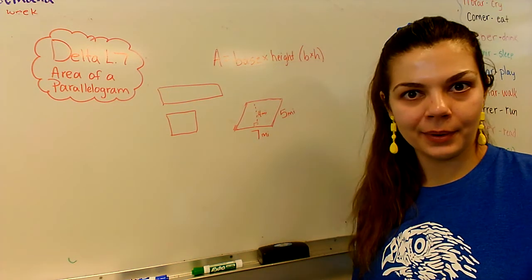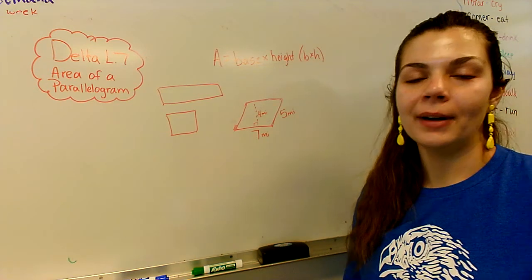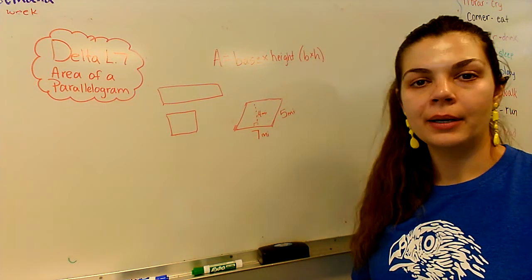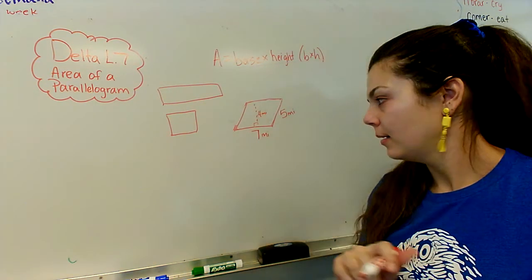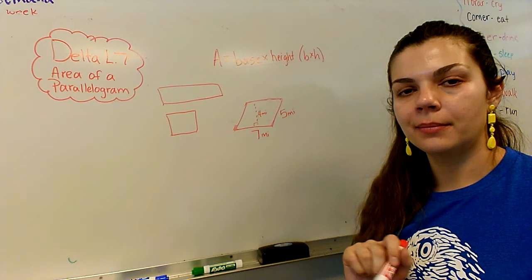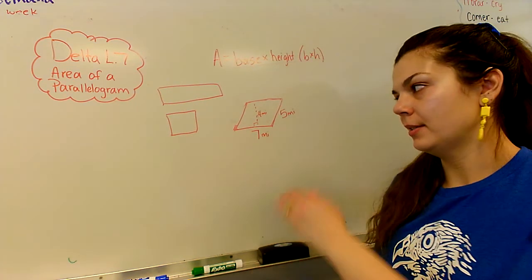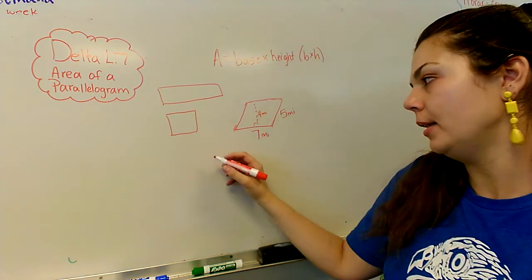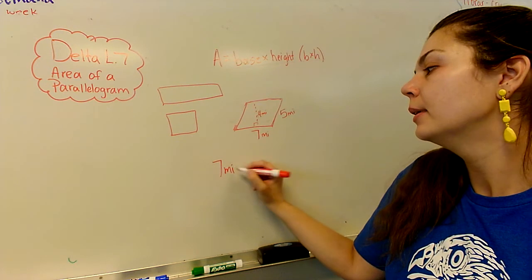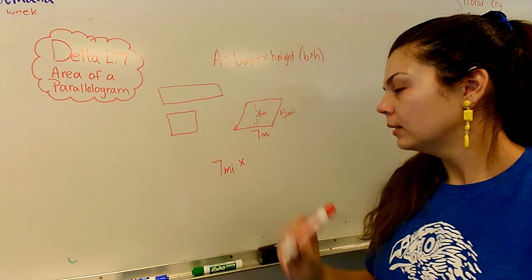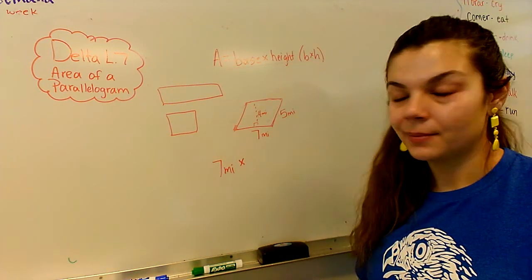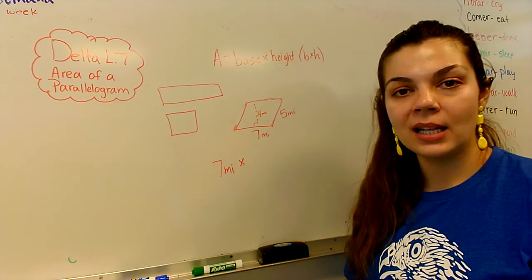All right, what are we going to do? We're finding the area of a parallelogram. We need the base. The base in this problem, 7 miles. That's the base of the parallelogram, the bottom of the parallelogram. 7 miles times the height. Is the height 5 or is the height 4?